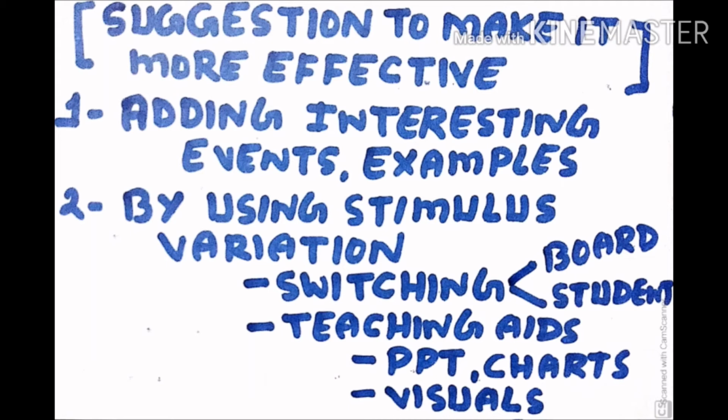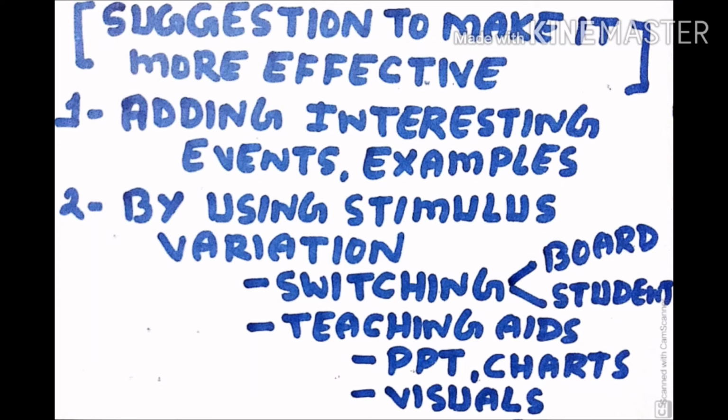Because of this particular style, the lecture method becomes too monotonous, and it's against psychology as well. Because if any student or all the students are focusing at a single point for a long time, it may invite their sleep. They may even go for sound sleep. So to avoid this kind of thing, stimulus variation may be used for making the lecture method more effective.